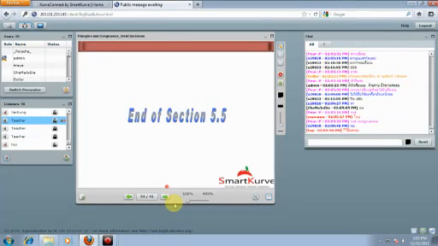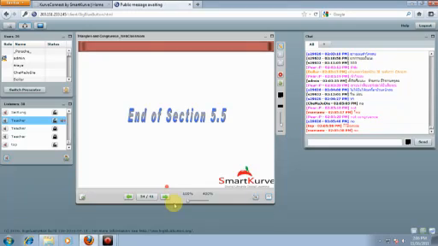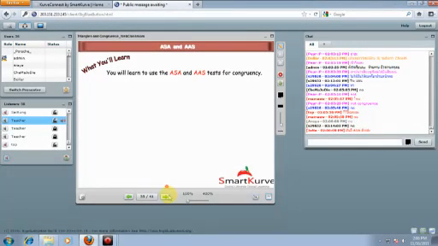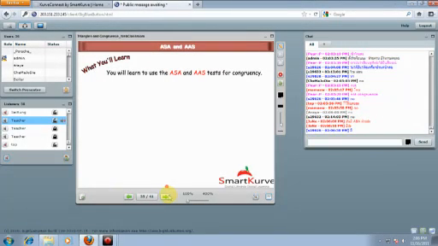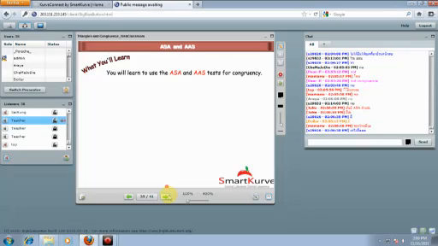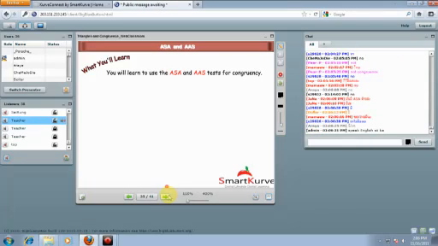Any questions on section 5.5? Okay. Section 5.6. We will now learn ASA and AAS tests for congruence. Angle side angle and angle angle side.